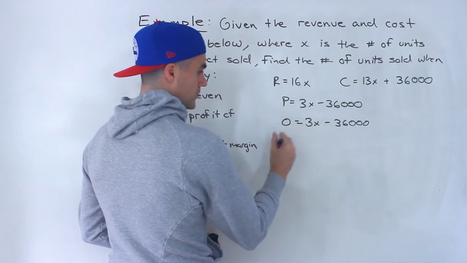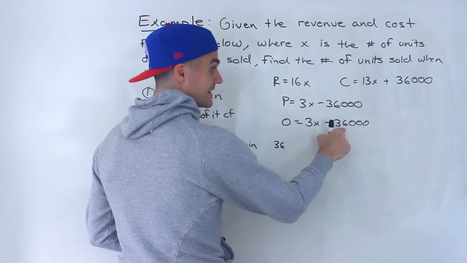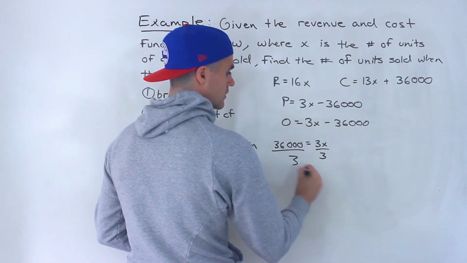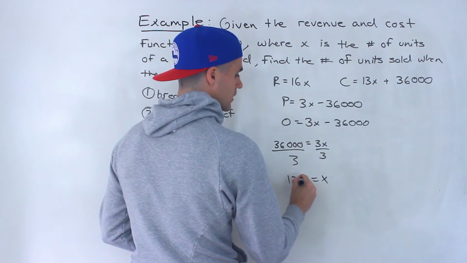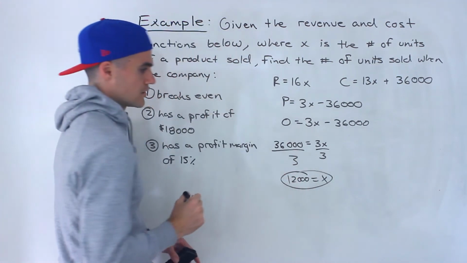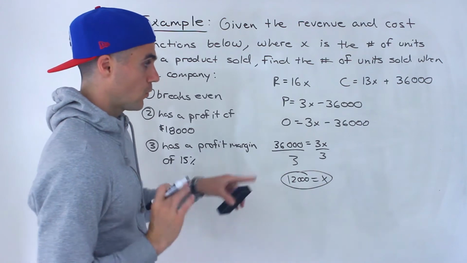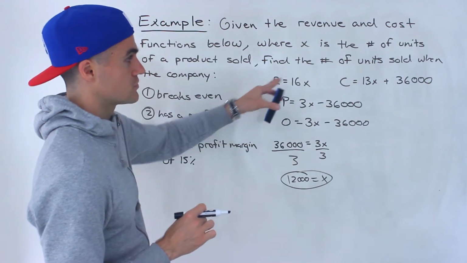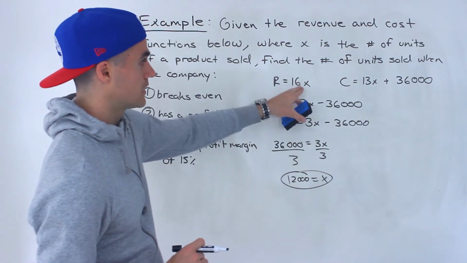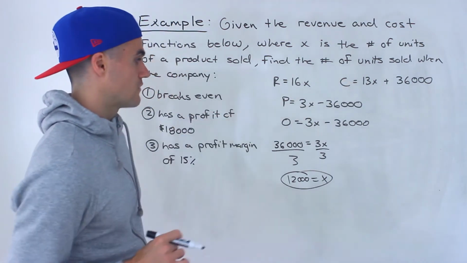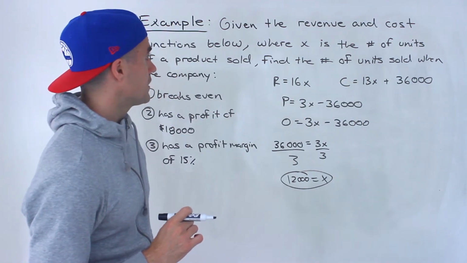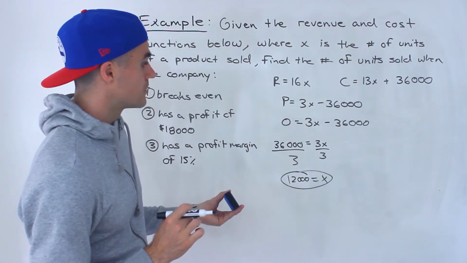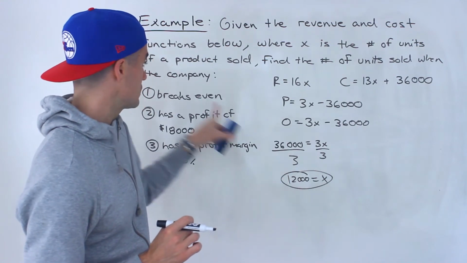So from here, to solve for x, bring the negative 36,000 over, divide both sides by 3, so x would be 12,000. So that's the number of units sold when the company is going to break even, right? That's when the revenue is equal to the cost. You could check it by plugging it in here, and those values would be equal. Another thing you want to be careful of is what the question is asking for. Here they're asking for the number of units sold, which is 12,000. That's the answer for number one.